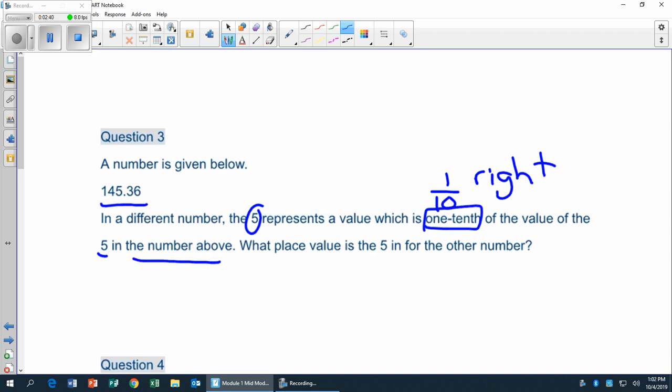So I'm going to find the 5 here, and it's in the ones place, and I'm going to go 1/10, which is 1 spot to the right. I look at this place value, and that place value that they're asking me for, the new one, would be the tenths.